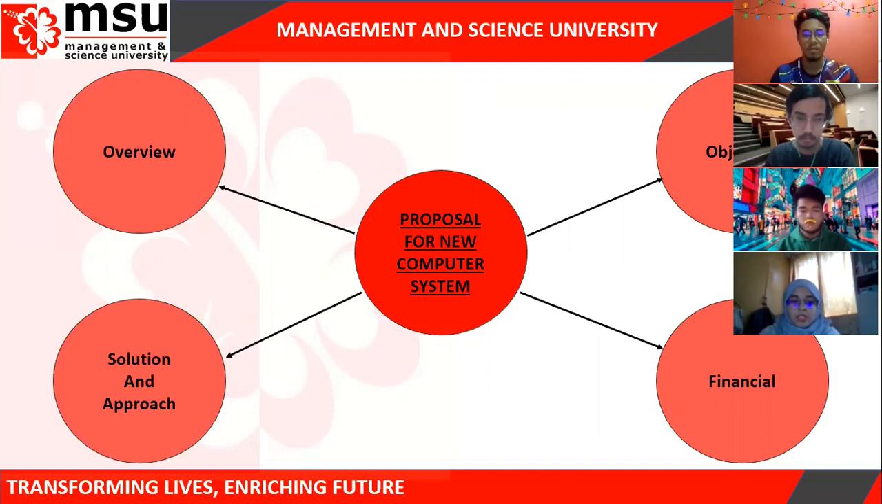Then for the solution and approach, given that our organization is located in a two-story building, we plan to place 20 computers on the ground floor and the other 20 computers on the top floor. The new computer system will consist of 40 desktops from Dell that are exclusively for office use, powered by Intel Core processors. Second, the multi-use Windows 10 Enterprise operating system. Thirdly, an internet system that uses Ethernet ports for connection.